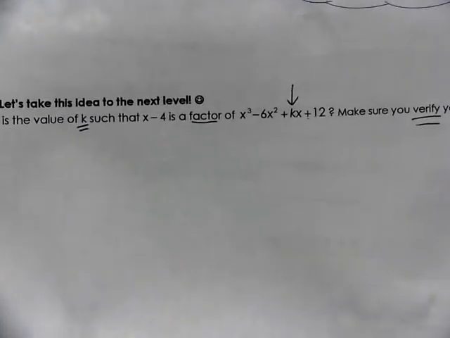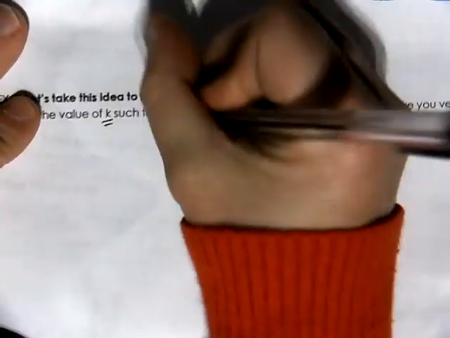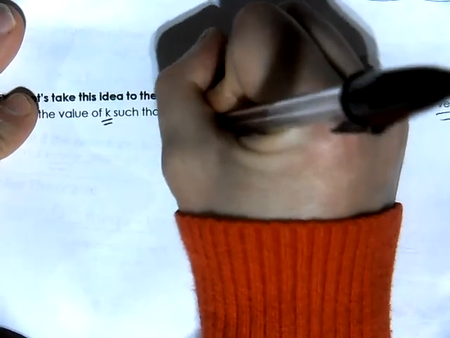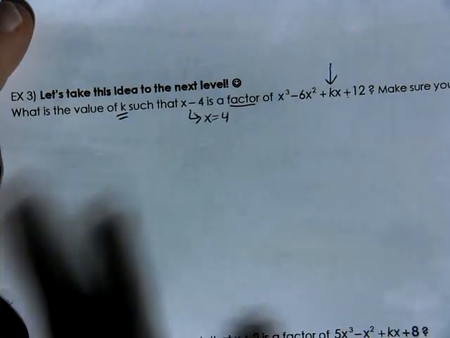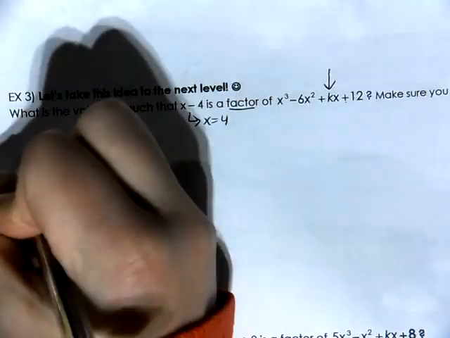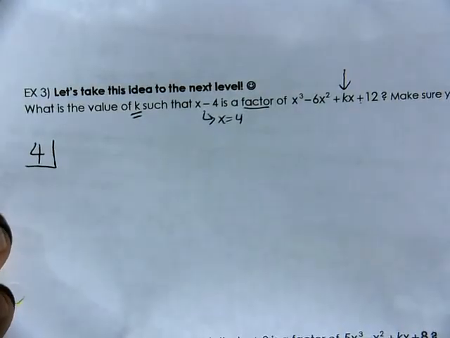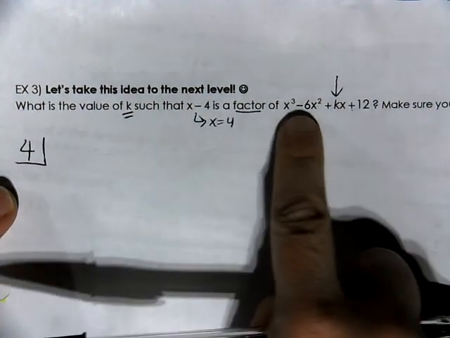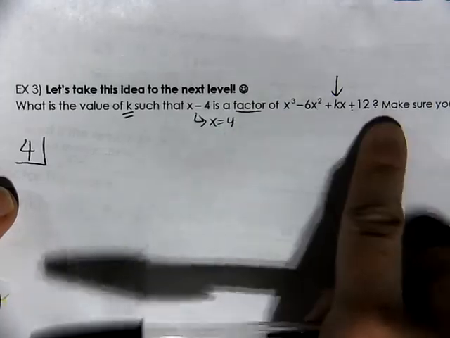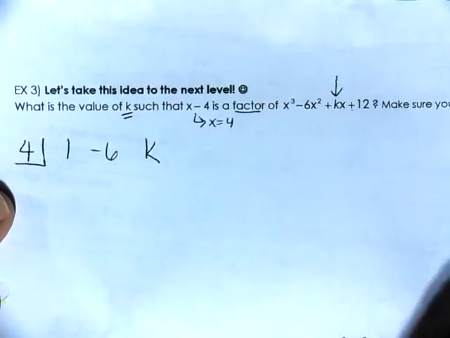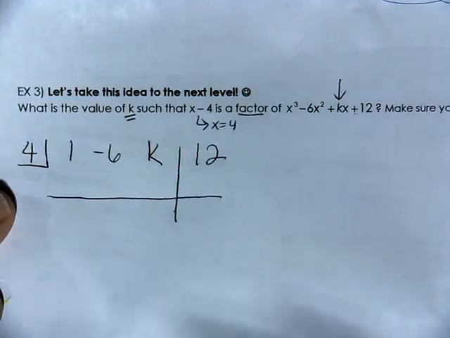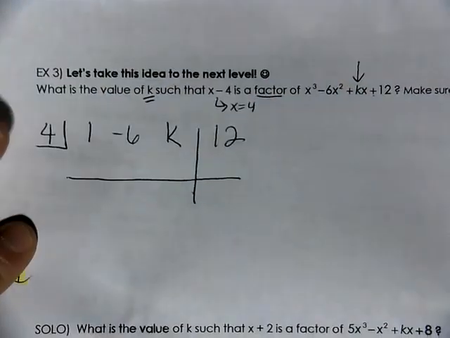Okay, so let's go ahead and really analyze what's going on with this problem. I'm going to use synthetic substitution, and I know that from x minus 4, I would end up with x equals 4. That would be my 0, and I'm going to put 4 inside of the little box. And now I'm going to write down all of my coefficients that I see in this polynomial: 1, negative 6, k, and 12.